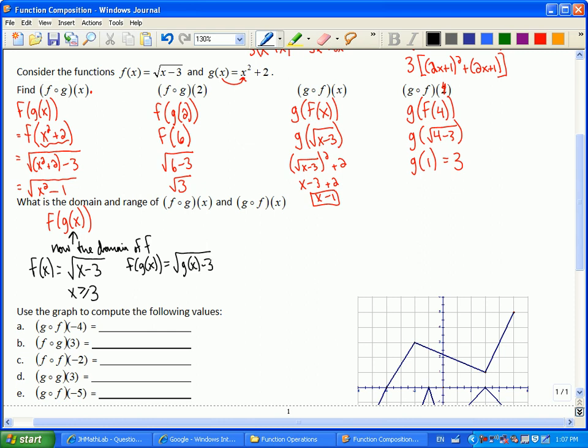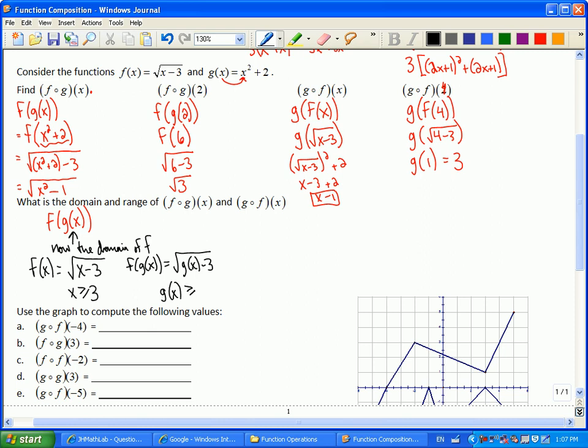What could you tell me now about the domain? All I did was put the g of x where the x was, right? So I'm not asking for the whole answer, just what do you know about the domain if you use g of x to describe it? g of x is greater than or equal to 3. Yeah, same thing, right? So this time it's g of x.